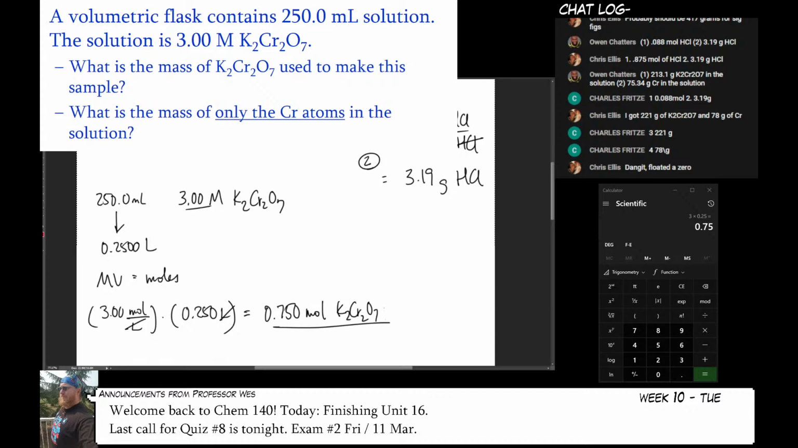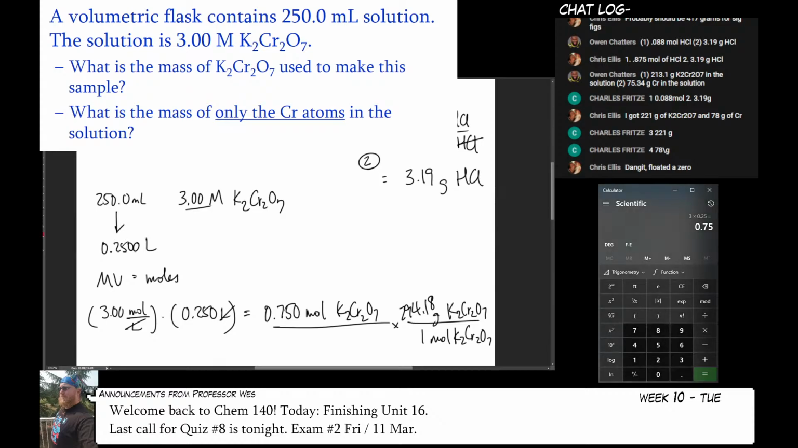And I need a mass for that, so we're going to go 1 mole potassium dichromate. That one I definitely don't know. I'm going to look that up immediately. K2Cr2O7. I got 294.18. I typed the wrong thing. Hold on.